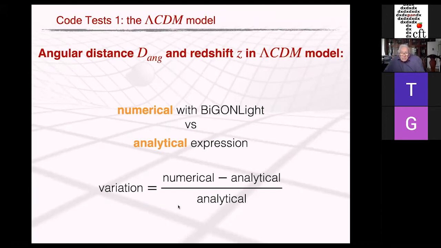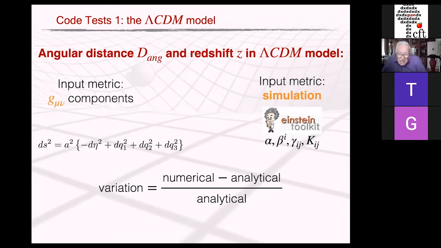The tests are performed by calculating optical observables in well-known cosmological models, and then we compare our results with the ones obtained using the standard method. The first test regards the calculation of the angular emitter distance and the redshift in the lambda CDM model. In this model, we have an analytic expression for those observables, so we will calculate the variation between the numerical observables obtained with BiGONLight and the analytic expression. Here, I'll show you two different cases. On the left, the case when we provide to the package analytic input for the metric. On the right, the case when we take the 3+1 quantities from a numerical simulation.